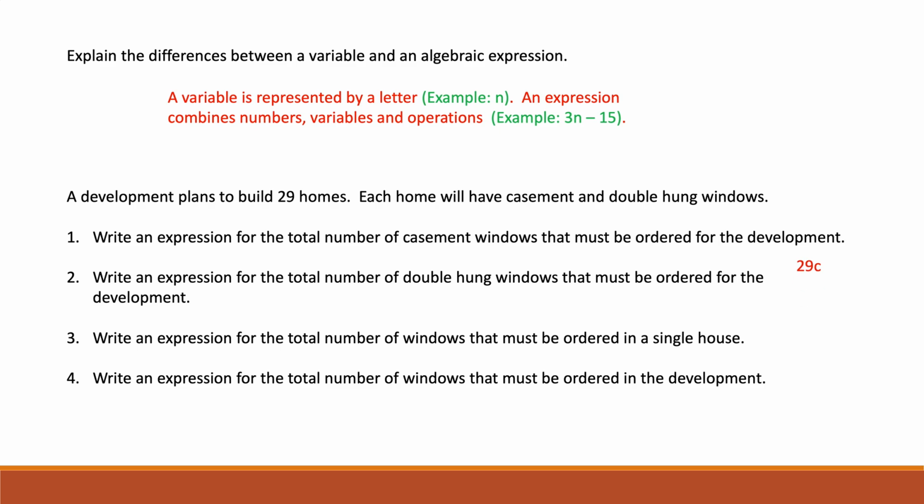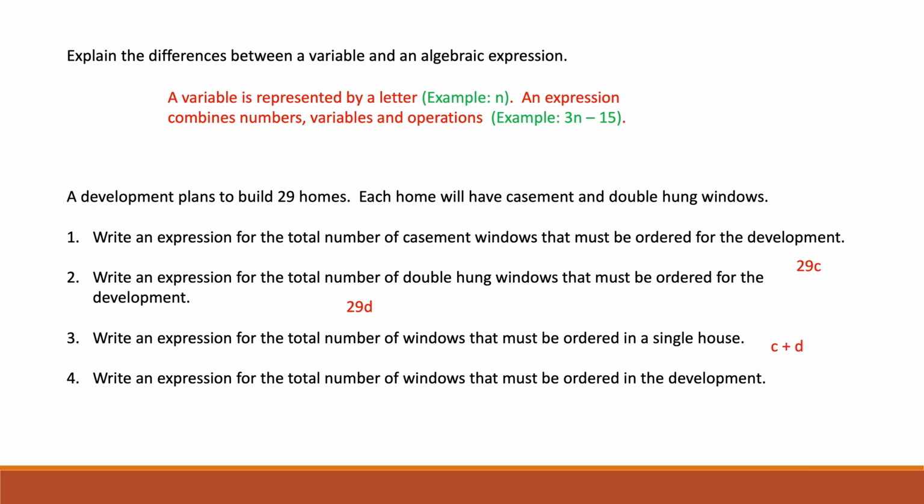Casement windows is 29C. Remember, there's 29 homes. I don't know how many casements are in a home, but it's 29 times that number of windows, which can vary, so we give it a variable like C. Write an expression for the total number of double hungs, 29D.